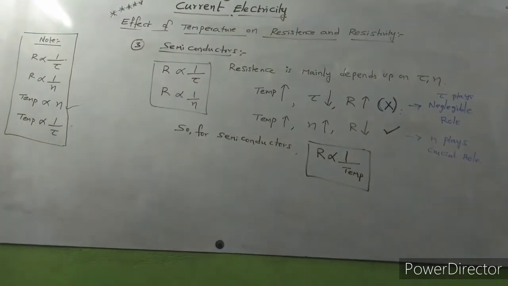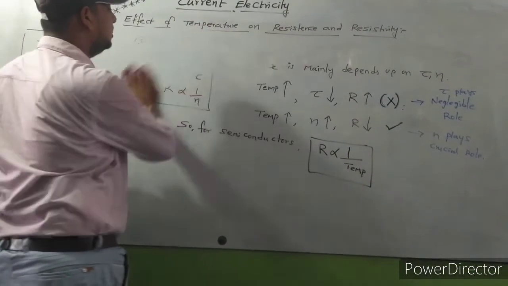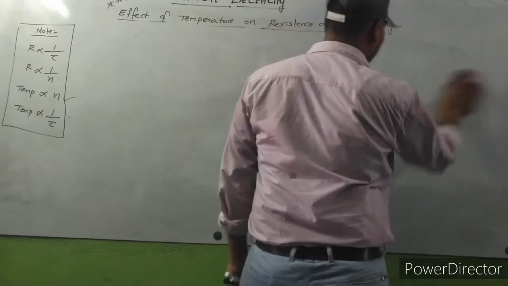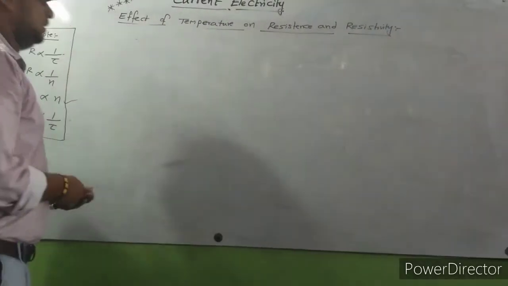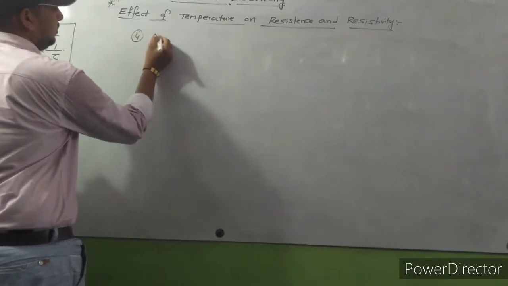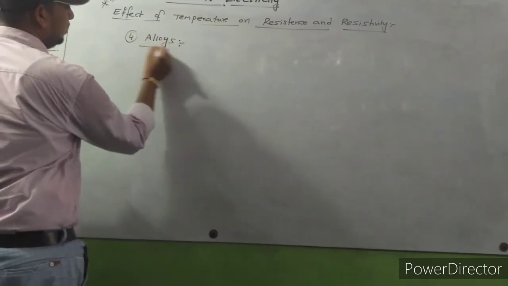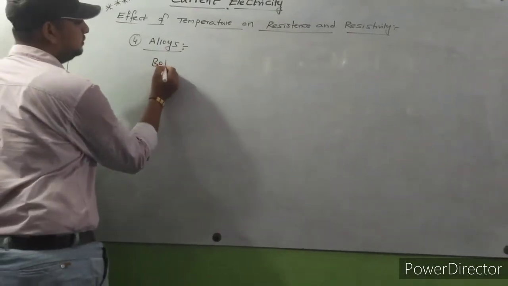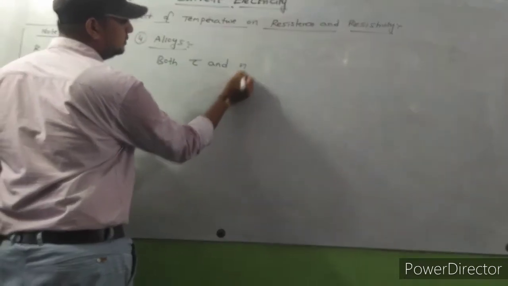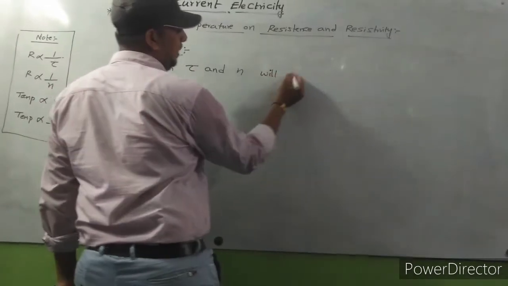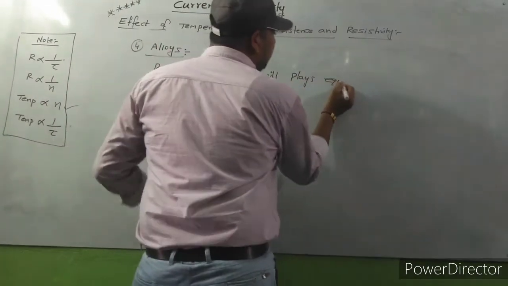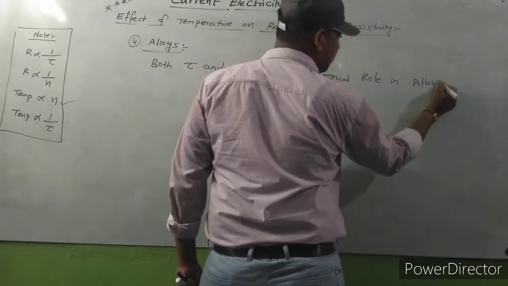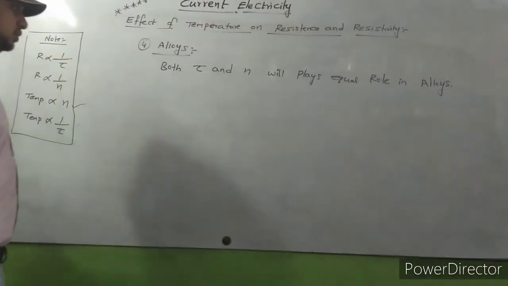Next, the fourth material is alloys. In alloys, both tau and N play an equal role.